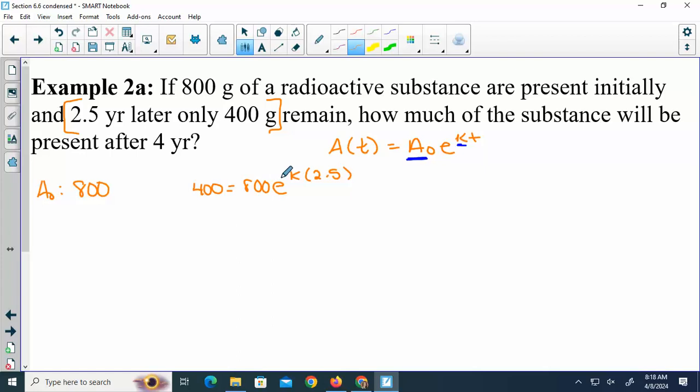What would we have to do? Can we multiply the E? Would you divide? Yes, let's divide by the 800. So we get 1/2 equals E to the 2.5K.